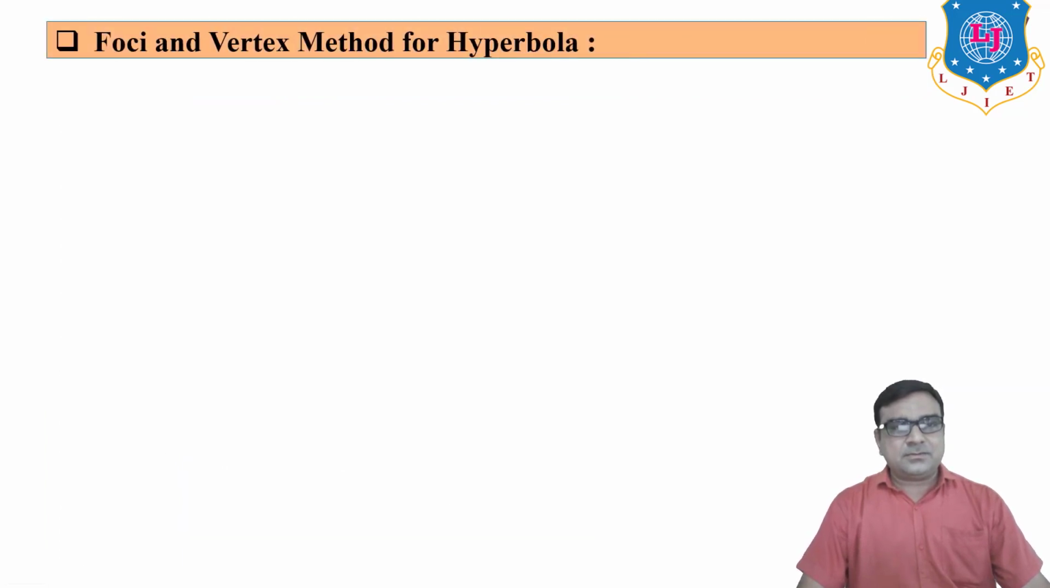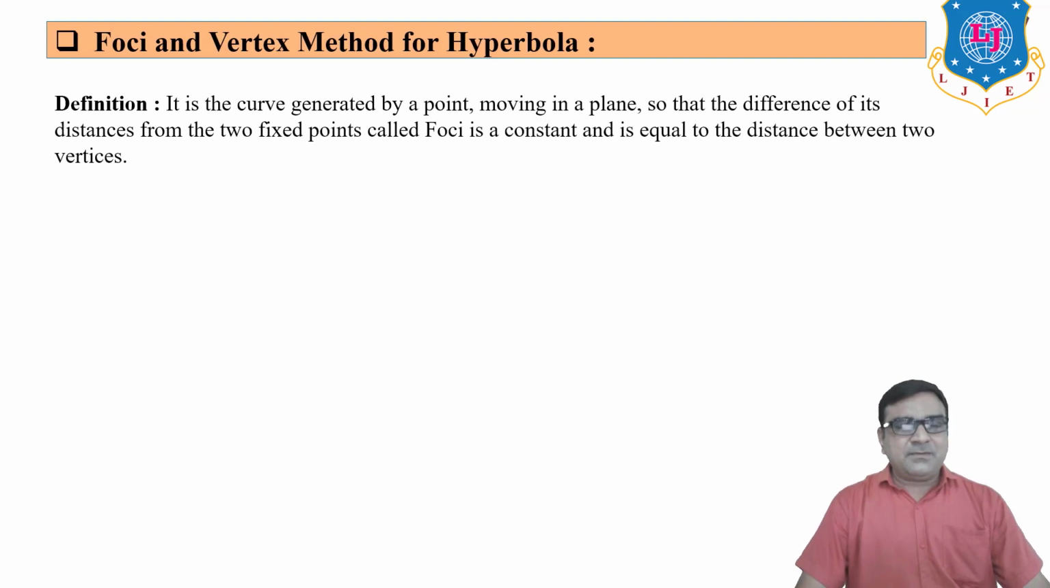Now the hyperbola using the foci and vertex method. So what is the foci and vertex method? The definition of hyperbola is like this: it is the curve generated by a point moving in a plane so that the difference of its distances from two fixed points called foci is a constant and is equal to the distance between two vertices.